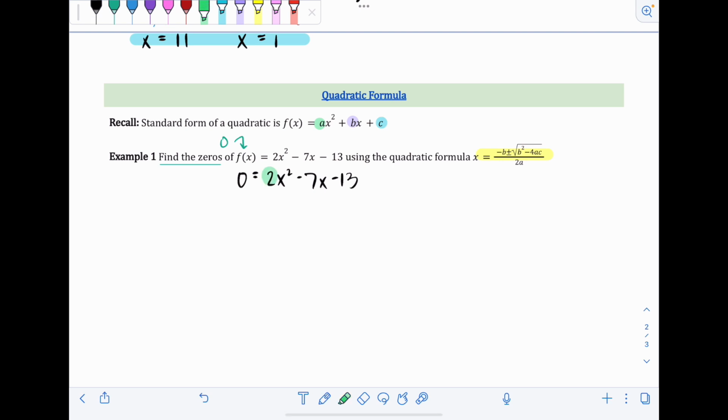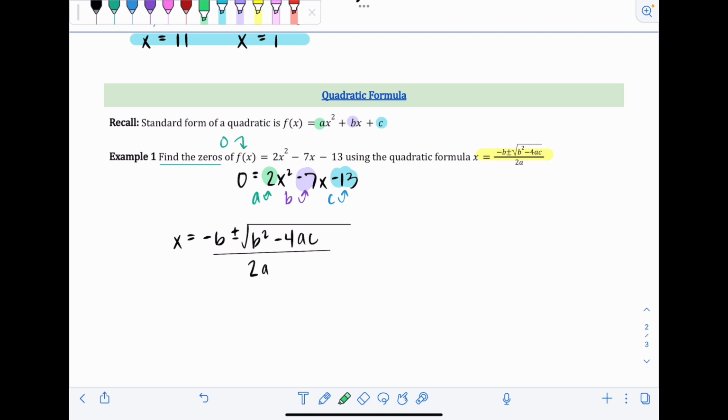We need to figure out what a, b, and c are. So a is the number in front of x squared. B is the number in front of x, so negative 7. And then c is the number with no x, so that would be negative 13. So the quadratic formula is x equals negative b plus or minus the square root of b squared minus 4ac, and then all over 2a.